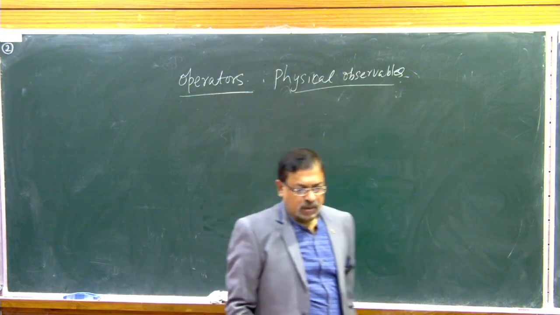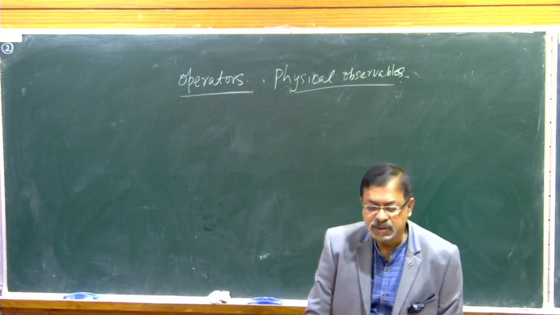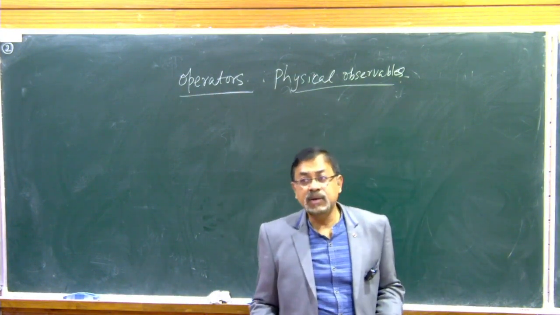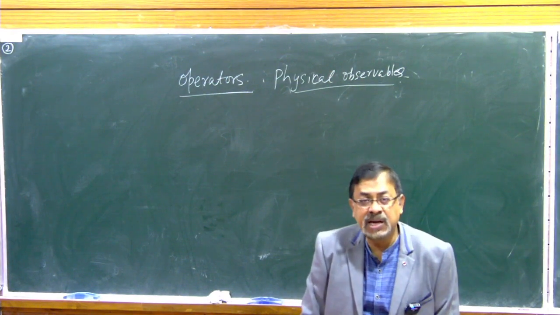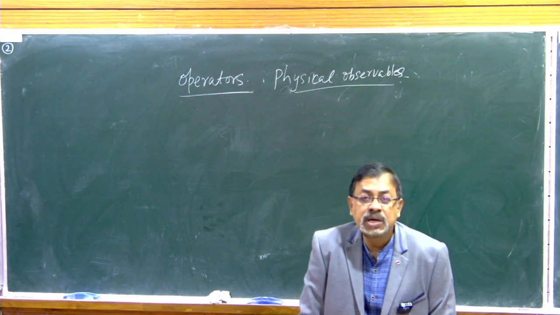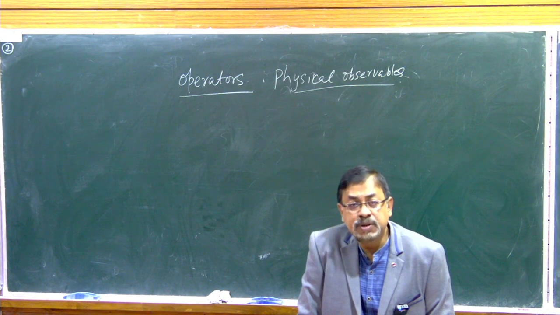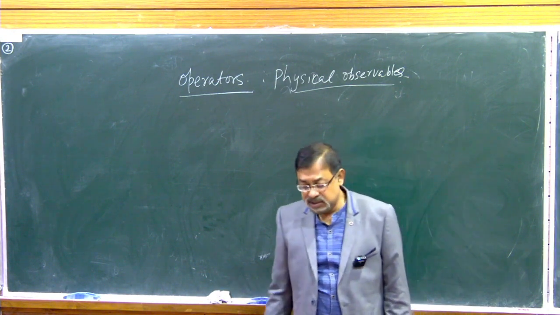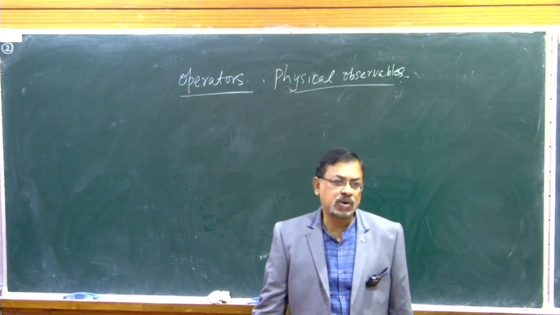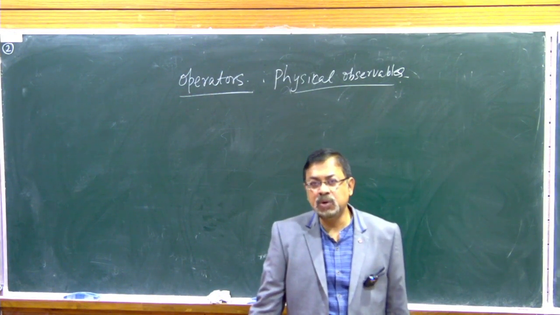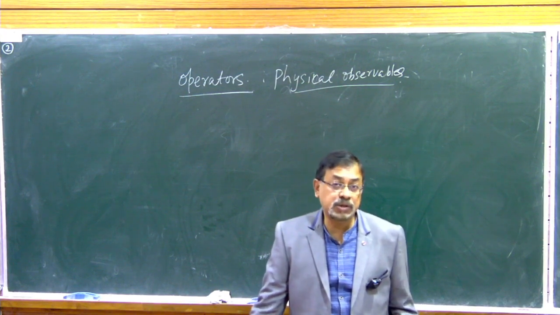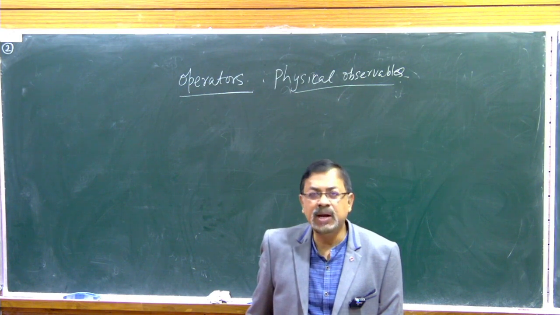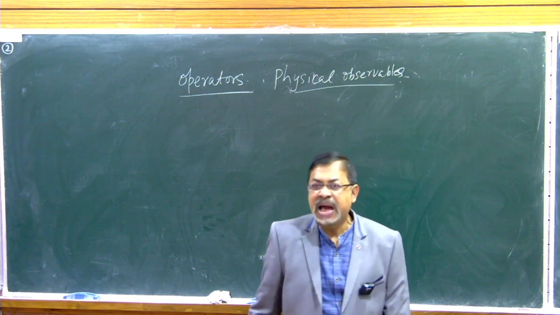So what are the physical observables? The physical observables are the momentum of a particle, which we know in non-relativistic mechanics is mass into velocity. Energy is an observable. The total energy of the particle, or just the kinetic energy of the particle, is an observable. There could be other observables, such as angular momentum, and there could be others as well. There is something called parity.